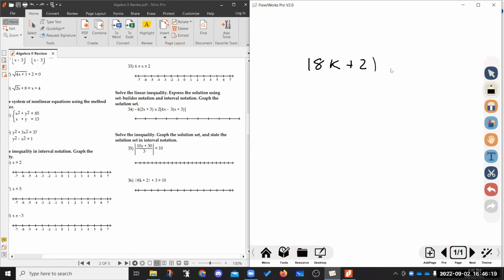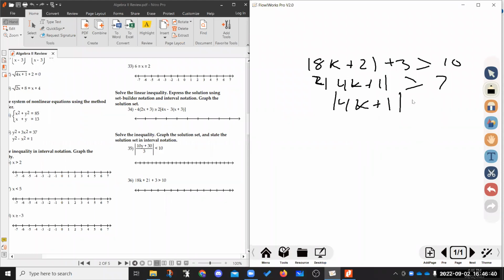The absolute value of (8k plus 2) plus 3 is going to be greater than 10. The absolute value of 2 times (4k plus 1) is going to be greater than 7. The absolute value of 4k plus 1 is going to be greater than 7/2.